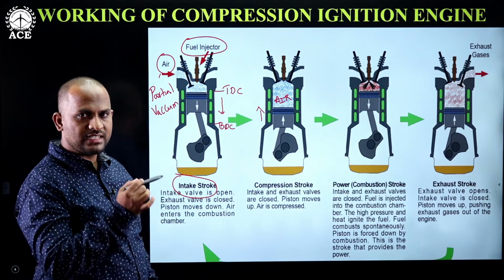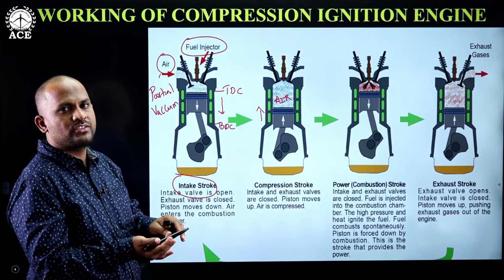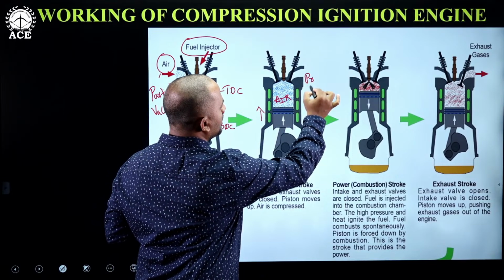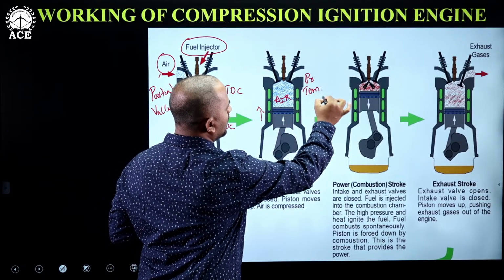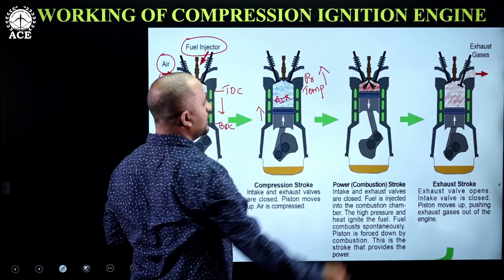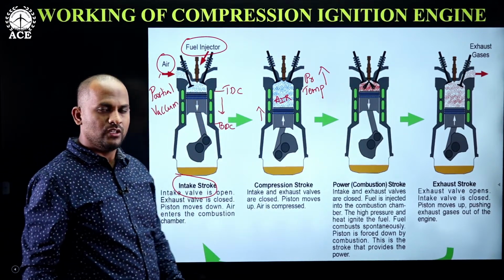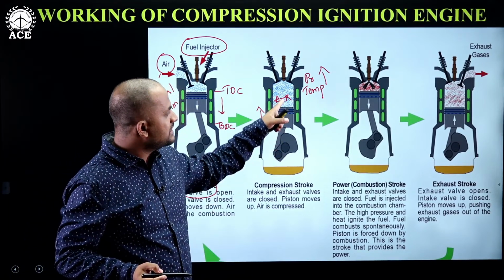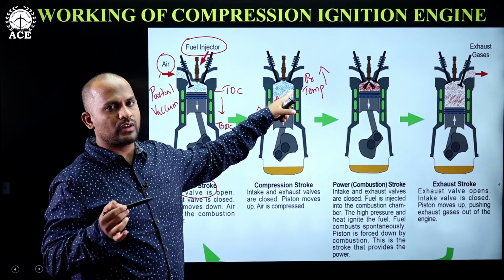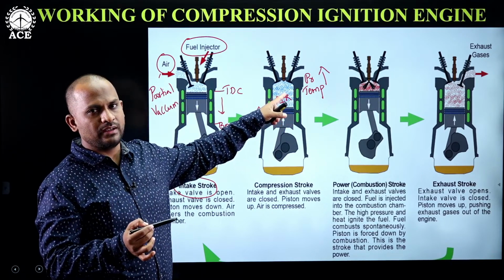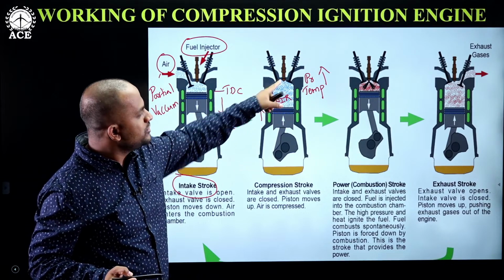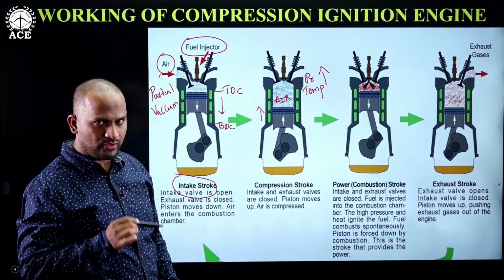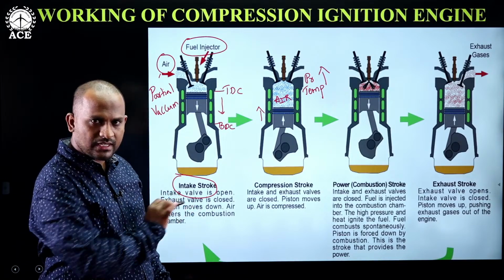The air which is present in the cylinder, because of the decrease in the cylinder volume, its pressure will increase, and its temperature will also increase inside the cylinder. So when the pressure and temperature increase inside the cylinder, the piston reaches the TDC point at the end of the compression stroke. When the piston reaches the TDC point, the injector starts injecting the fuel at the end of compression, which completes the compression stroke.